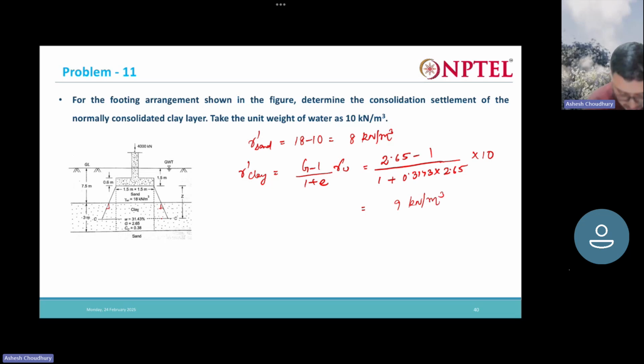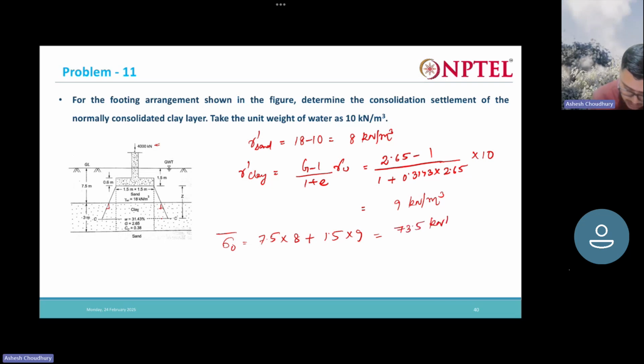Next, as I said, we need to find the increase in the effective stress coming from this load. Before that, we will find the initial effective stress. So first you need to find the initial effective stress. So initial is 7.5 times 8 plus 1.5 times 9. How much will this come out as?